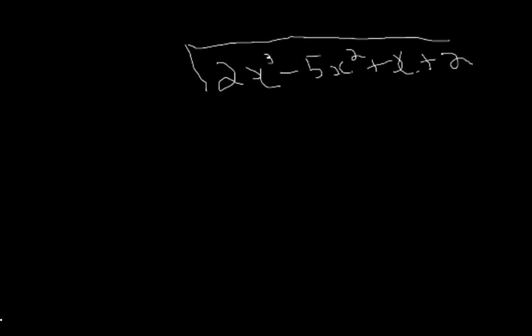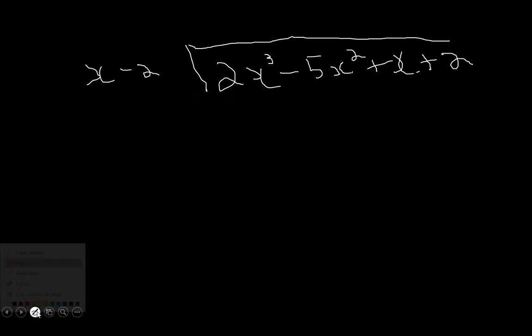We went here to do long division last class. 2x cubed minus 5x squared plus x plus 2. And we are dividing this by x minus 2. Because they told me that this is a factor of this polynomial, when I do all this long division, my remainder is supposed to be 0.